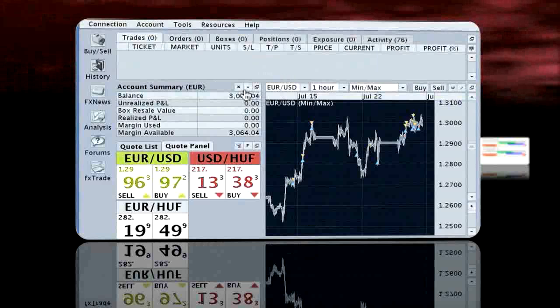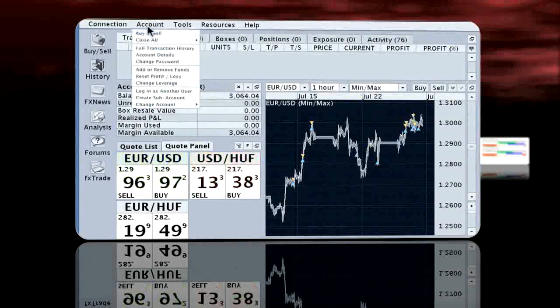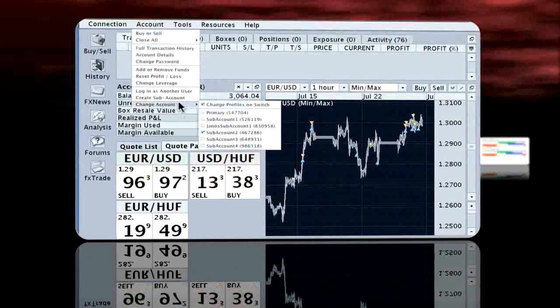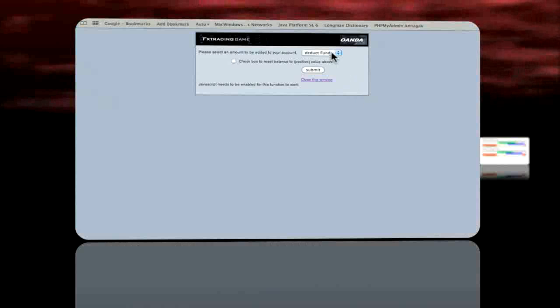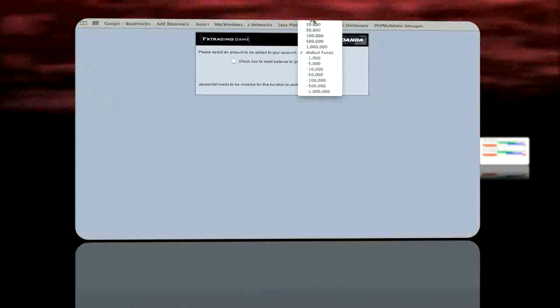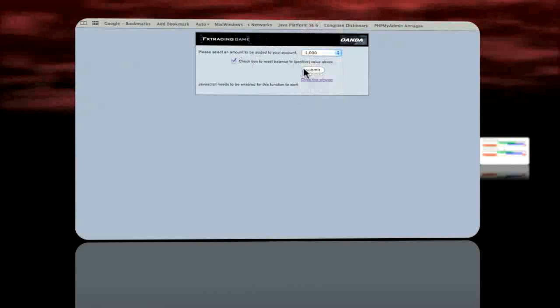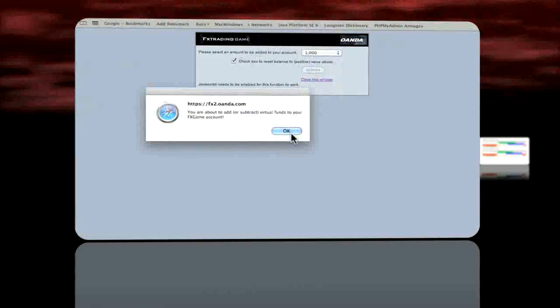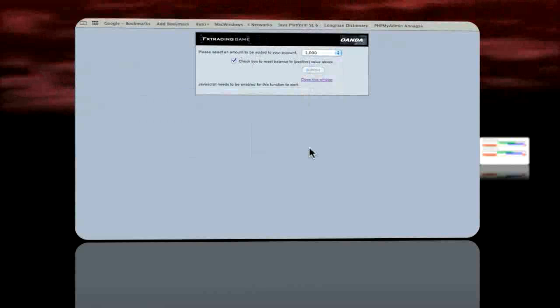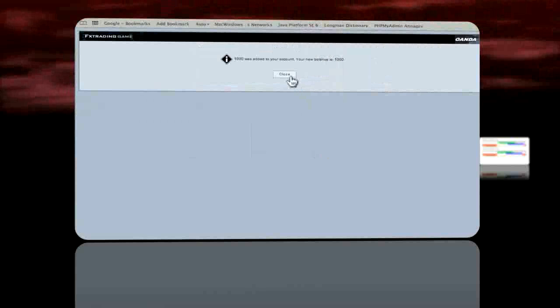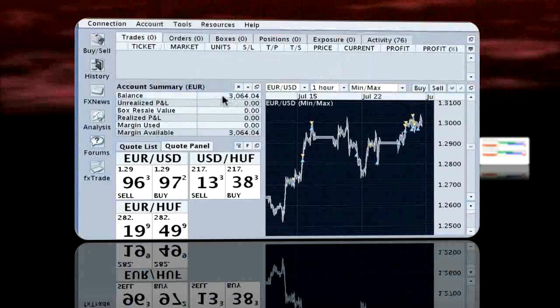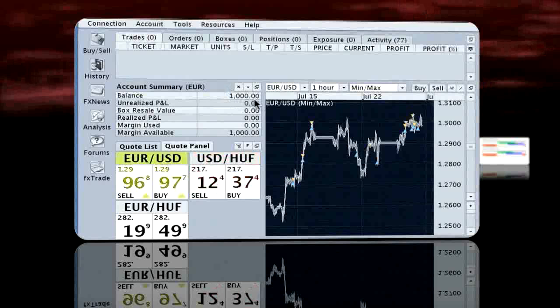Next, let's change the balance to the number we will trade in real life, with real money. Most people will want to start with 1000 euro. Let's click Add or Remove Funds. Let's choose 1000 euro. It is important to make sure the small box is checked, then click OK, and now our account shows a 1000 euro balance.